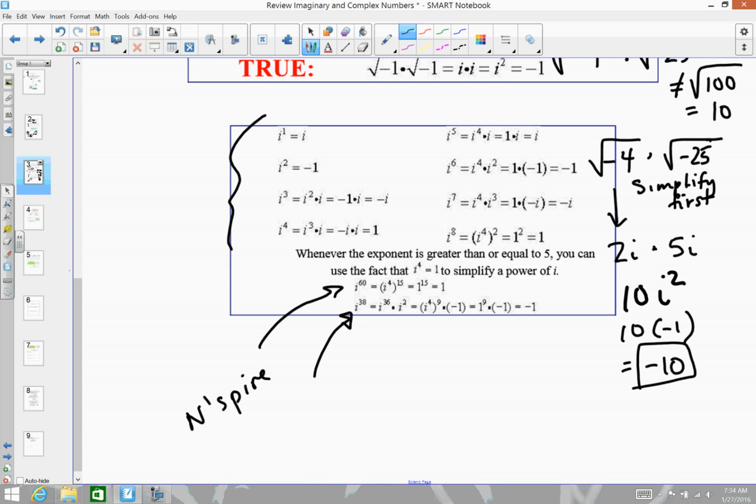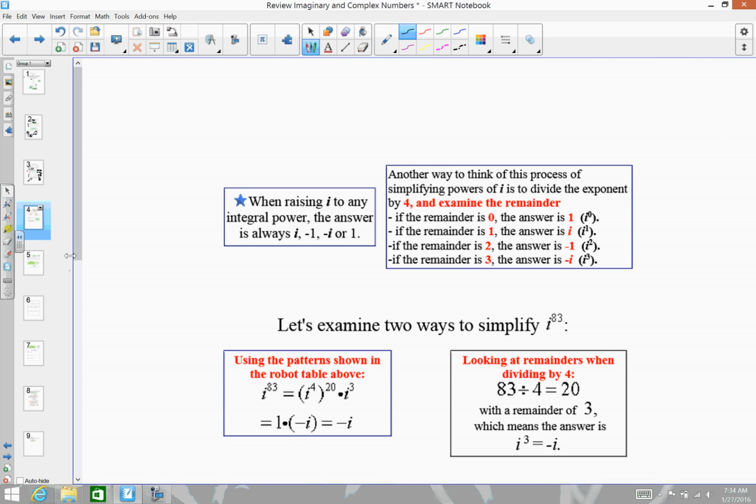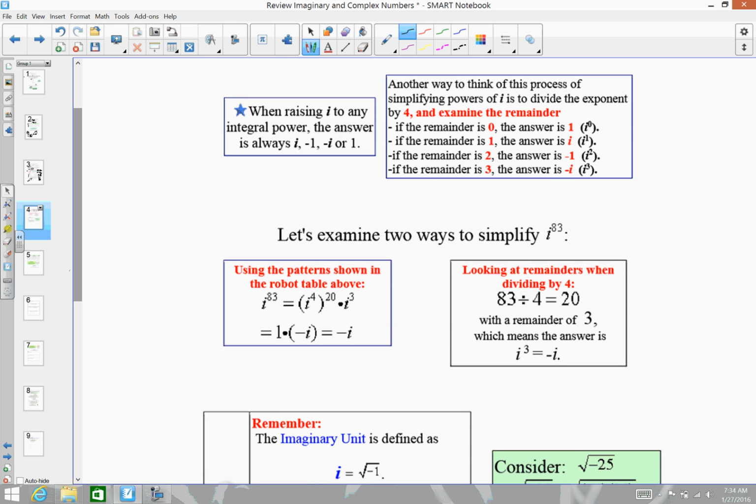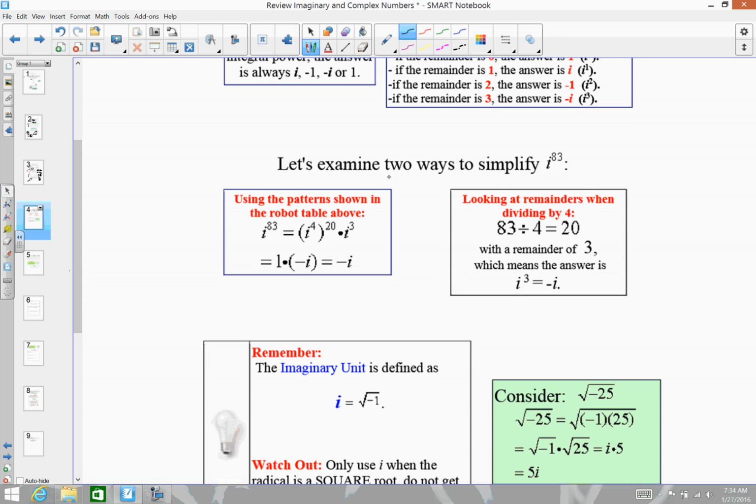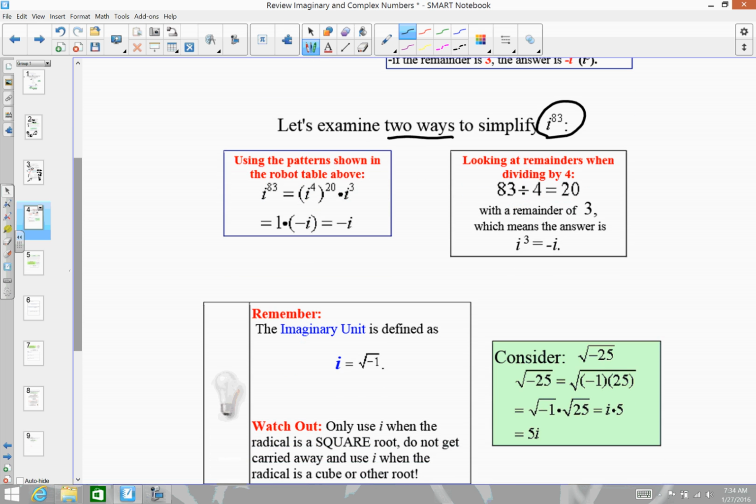If you're using a TI-83 or 84, it gives you something with an E in there, and you have to learn how to interpret that into the right answer, or do what I'm going to show you next and understand how to get those values without using a calculator. So a couple ways you can do this. Two ways that we can simplify something where you have i to a higher power.